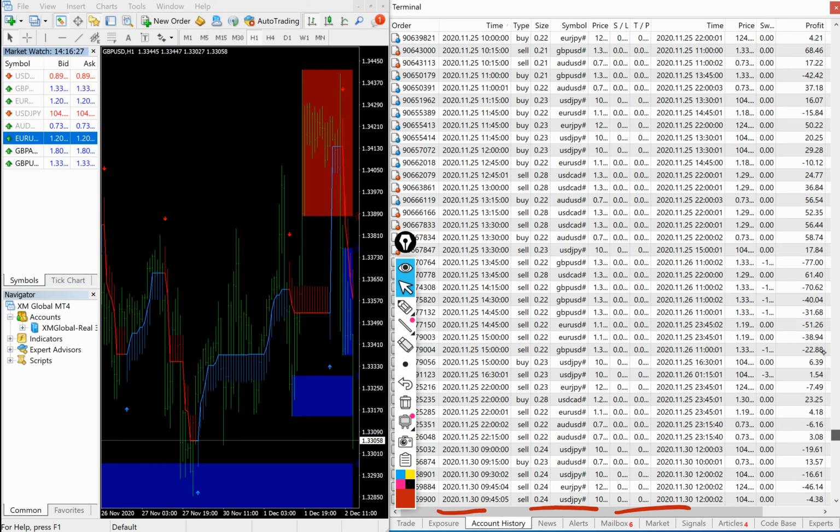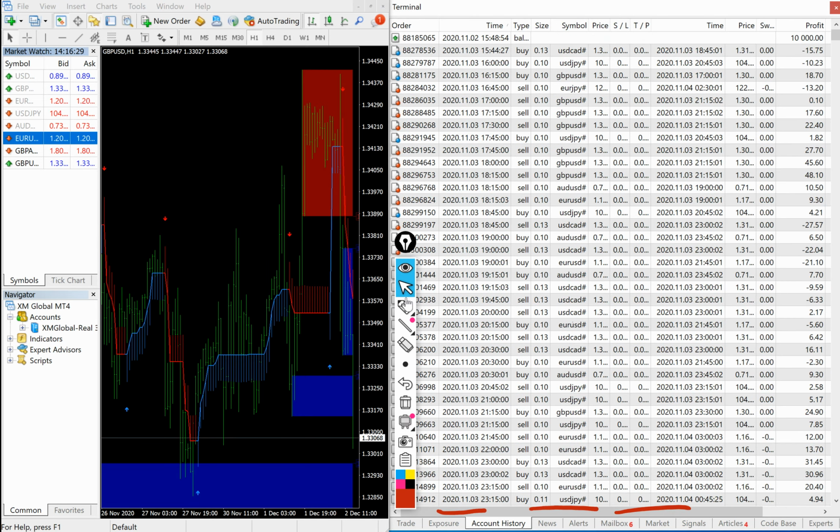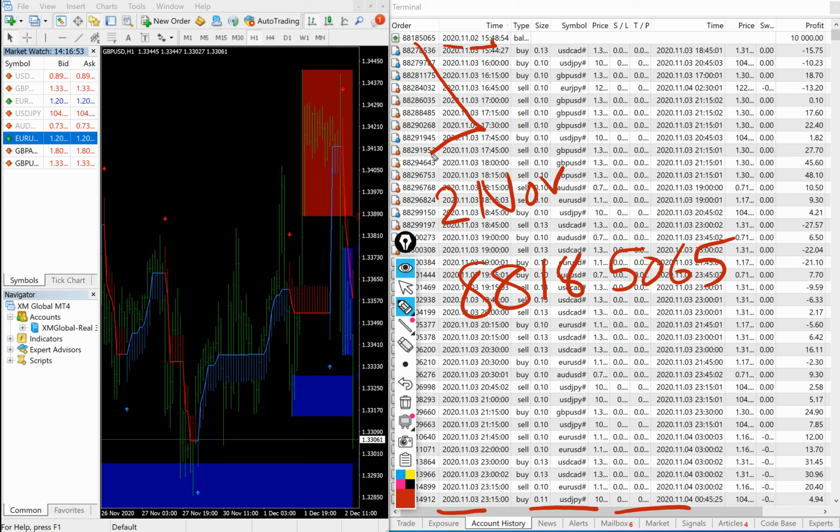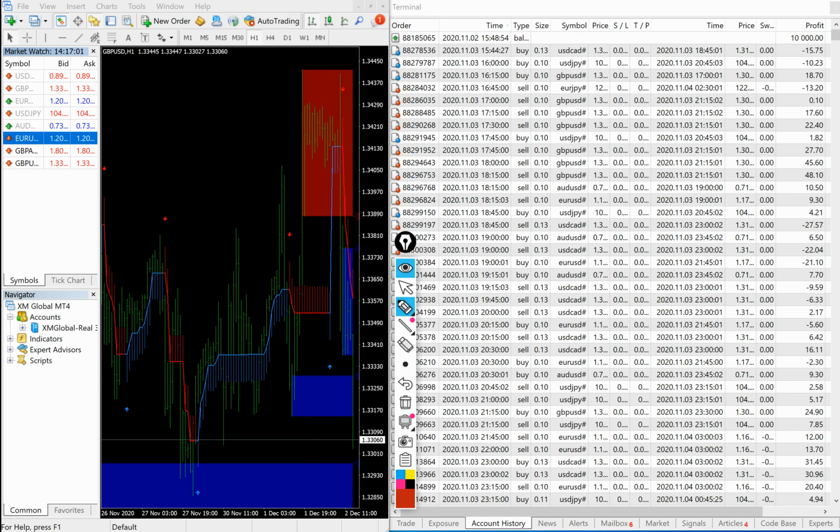I will move up and show you the deposit date. You can see that the deposit date is 2nd of November, and you can clearly see the order ID. As I will update this account a second time, I will verify with the order ID that the account is the same one: 88185065. Check both, and this is the order ID of the $10,000 deposit.